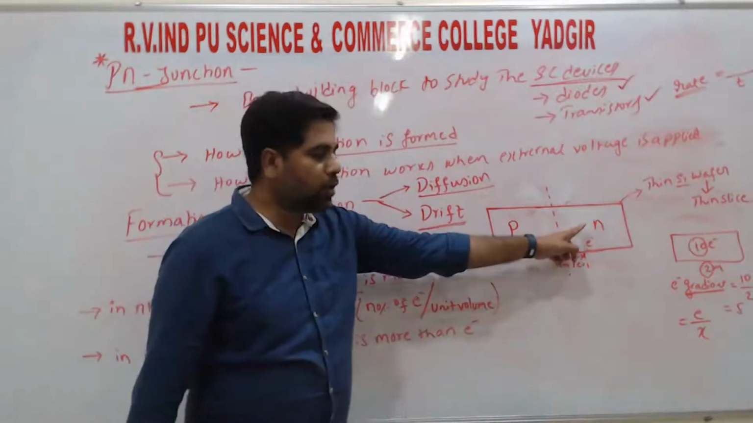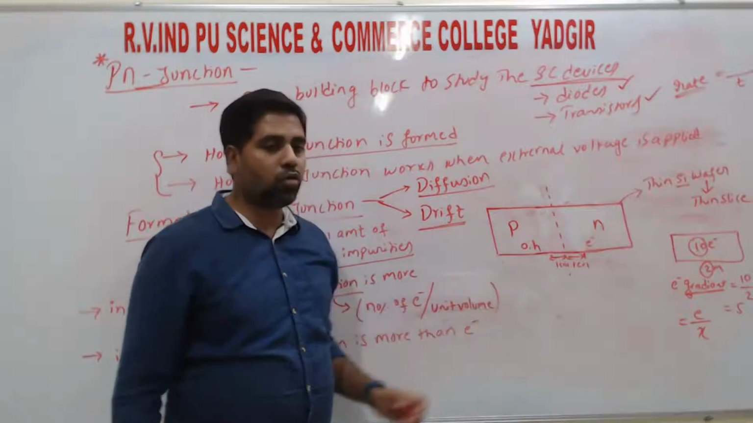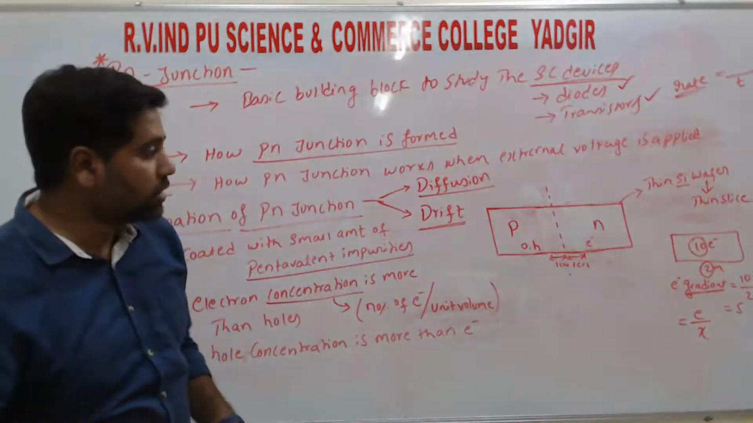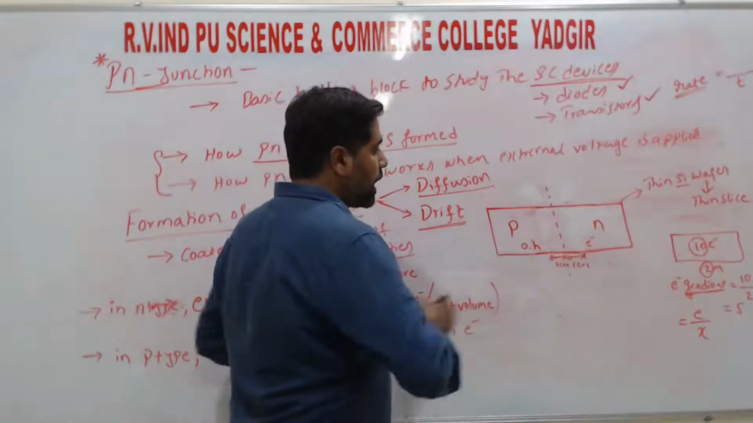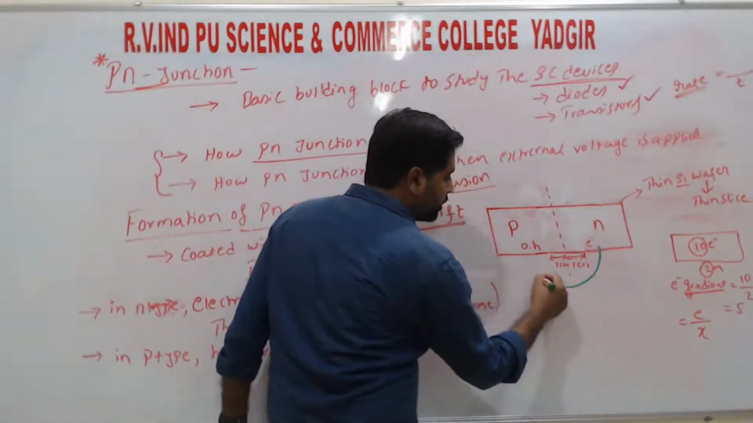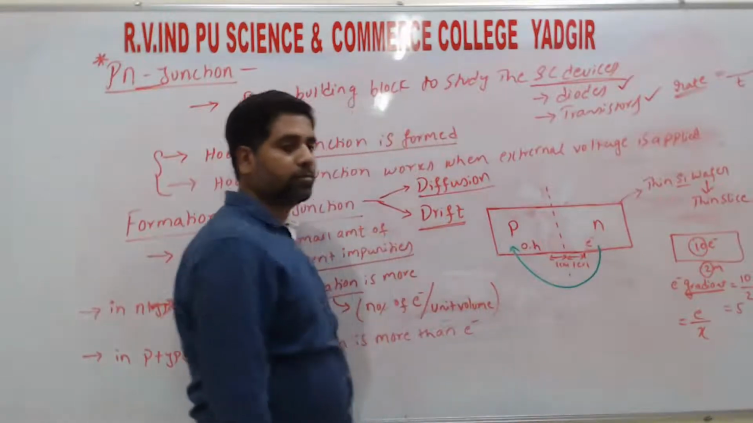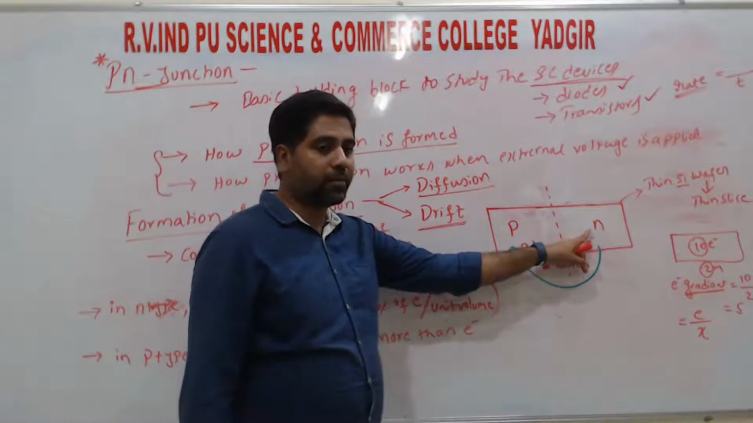So in N type we have more number of electrons, and in P type more number of holes are present. That means the electrons which are present are free electrons. So what happens? The electrons which are present in N type will diffuse into the P type, right? So we have to recall the P type semiconductor and N type semiconductor.